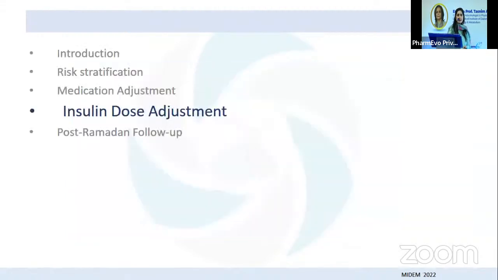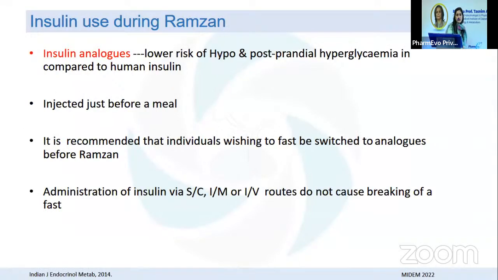Now I'll be discussing insulin dose adjustment. For insulin use during Ramadan, those patients of type 2 diabetes who are using insulin should be advised regarding dose modification, how to counteract hypoglycemia, and what kind of insulin regimens are better to be used.